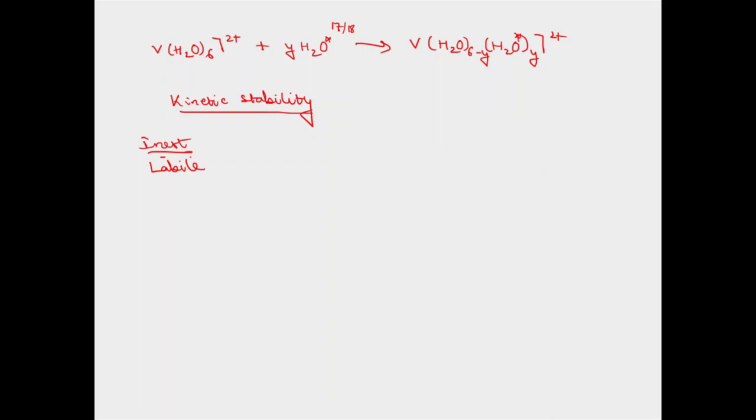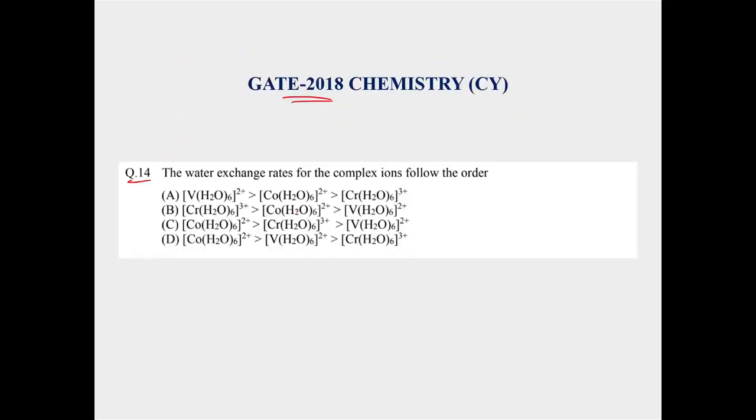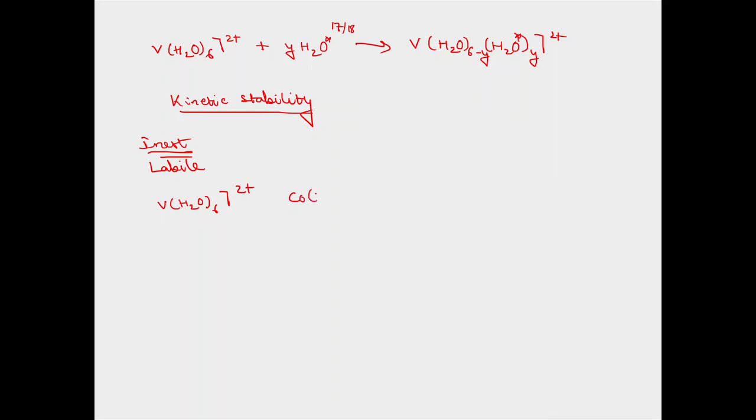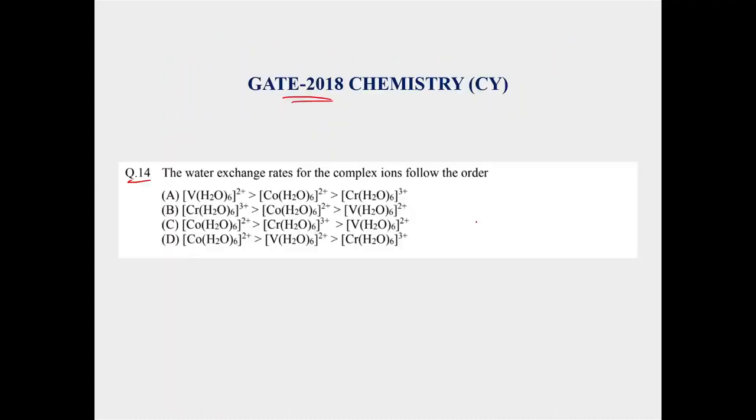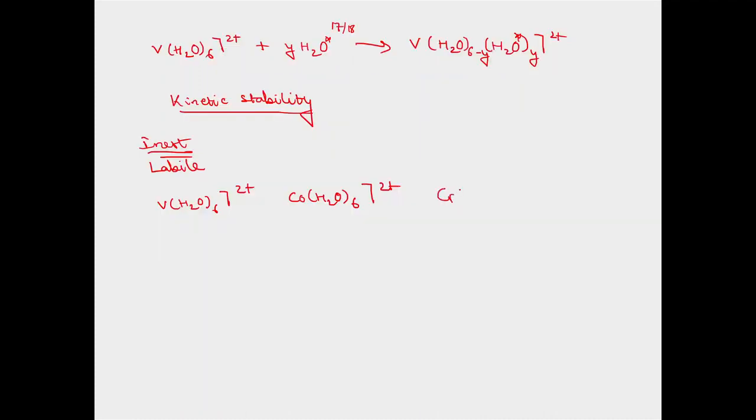Now we will take the three complexes which are given in the question. One is [V(H2O)6] 2 plus, the other one given is [Co(H2O)6] 2 plus, and [Cr(H2O)6] 3 plus. These are the three complexes which are given in the question. First of all, we will write down the electronic configuration for these.